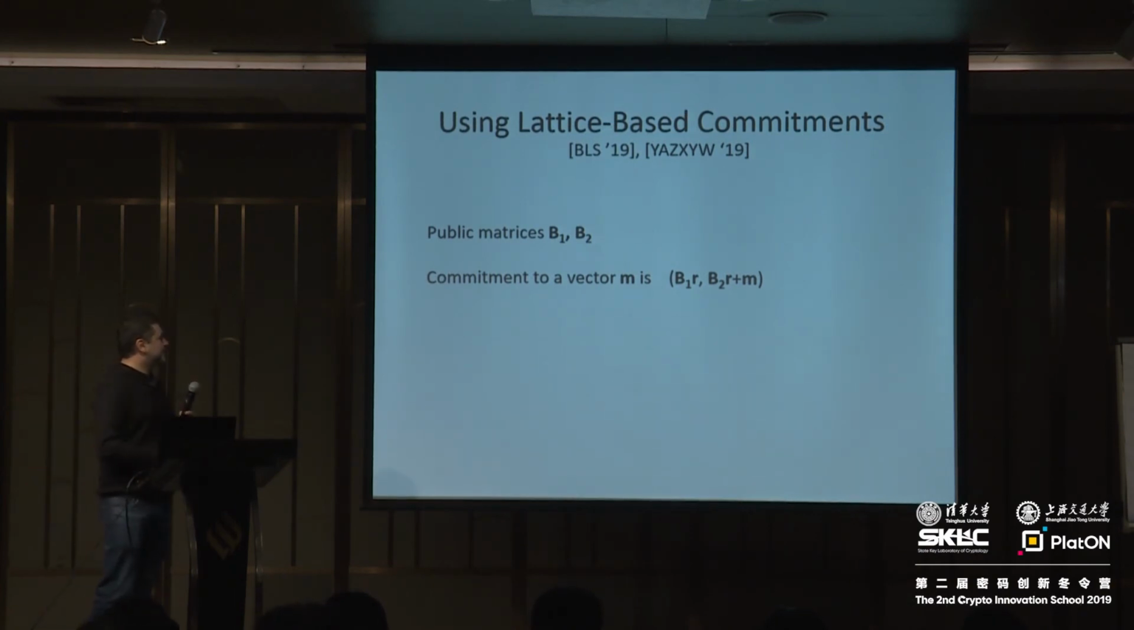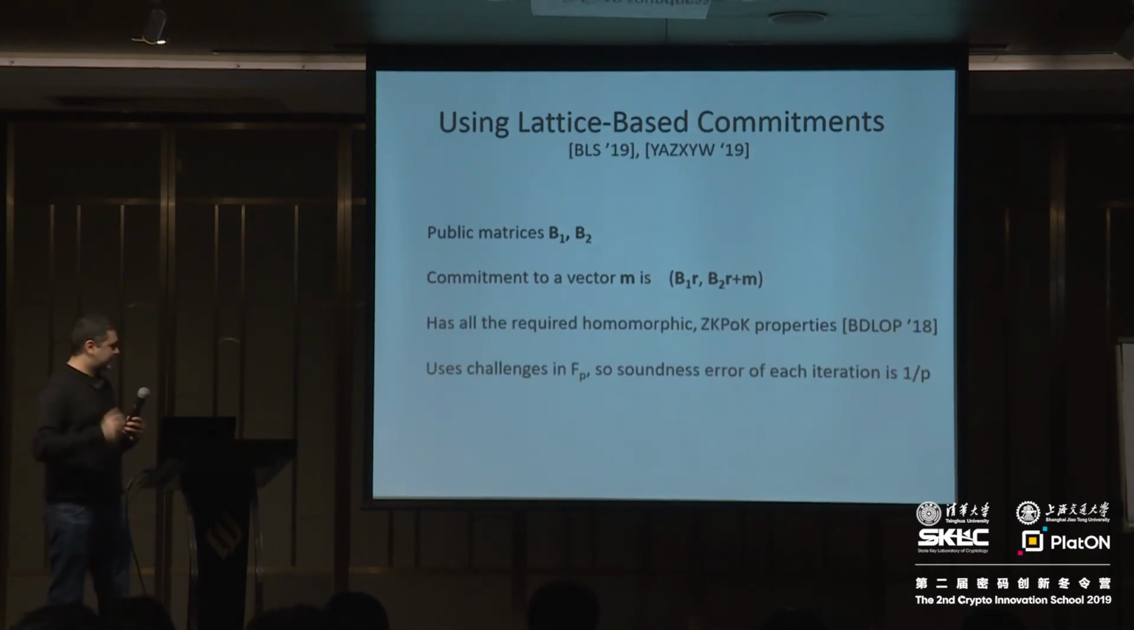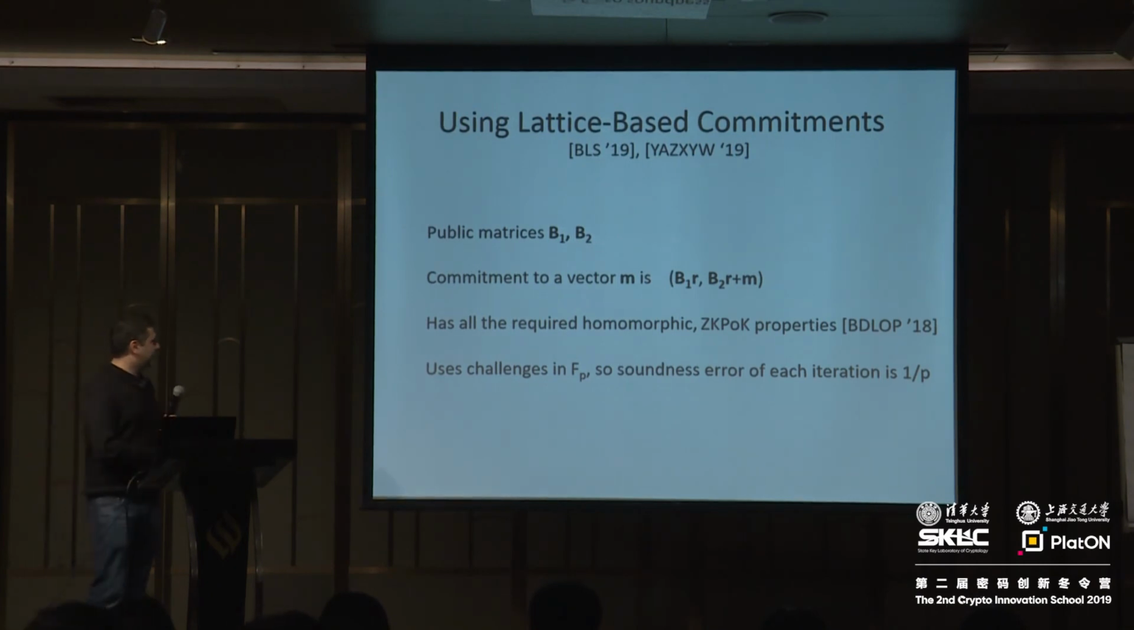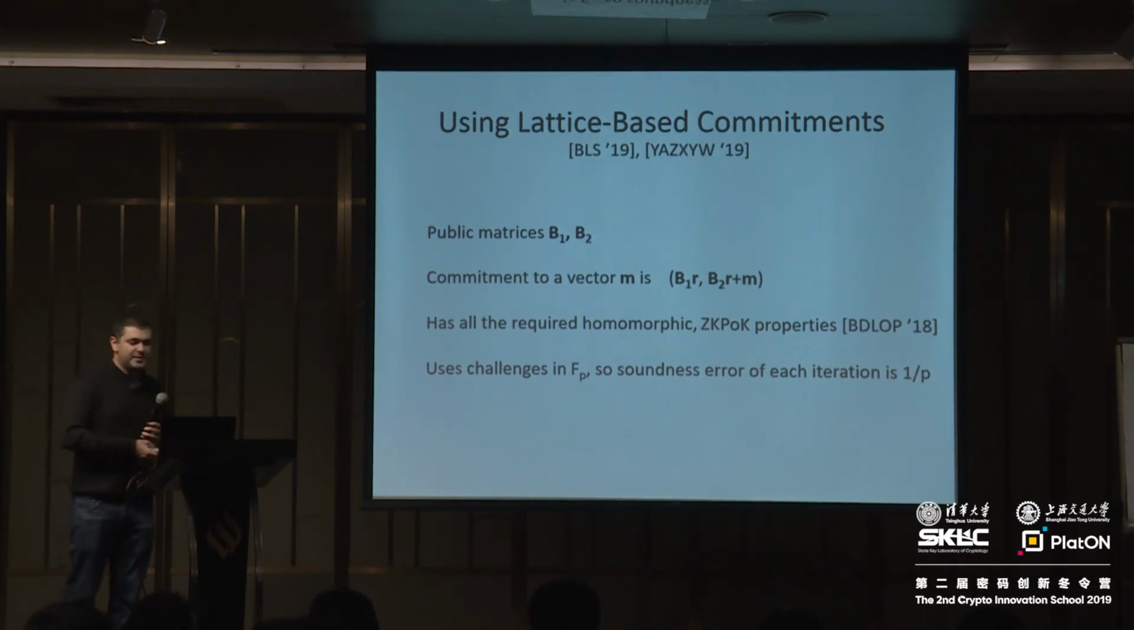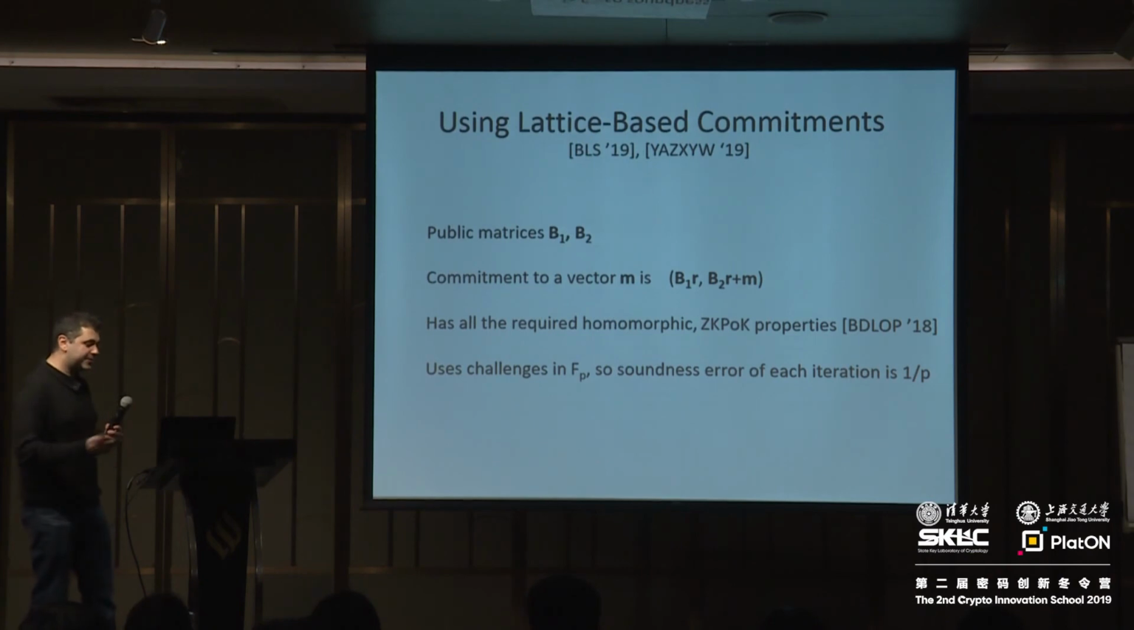And so the commitment scheme that we use is this commitment scheme we have with Chris and with other people. The commitment to a vector M is: you have these public vectors B1 and B2, and the commitment to M is B1 times a small r, and then B2r plus the message M. This commitment has all the required homomorphic properties.